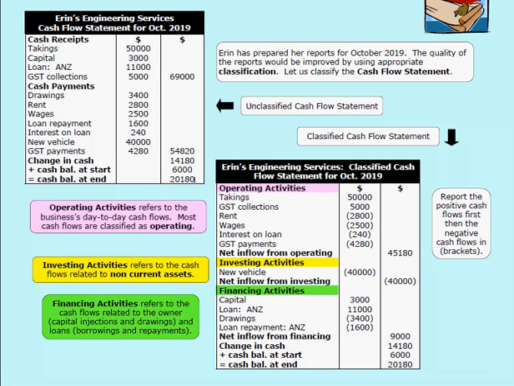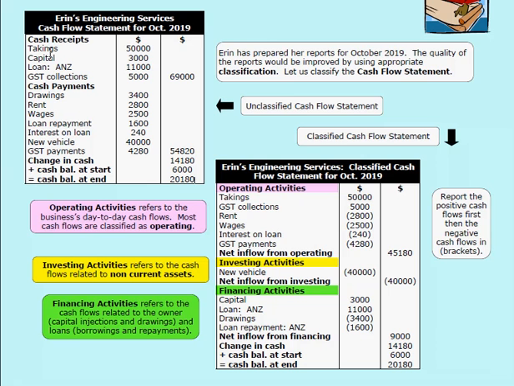This is a discussion about classified cash flow statements. On the screen are two cash flow statements for the same business, the same period of time. The top one is unclassified and the bottom one is classified. Let's look at these in a bit more detail.